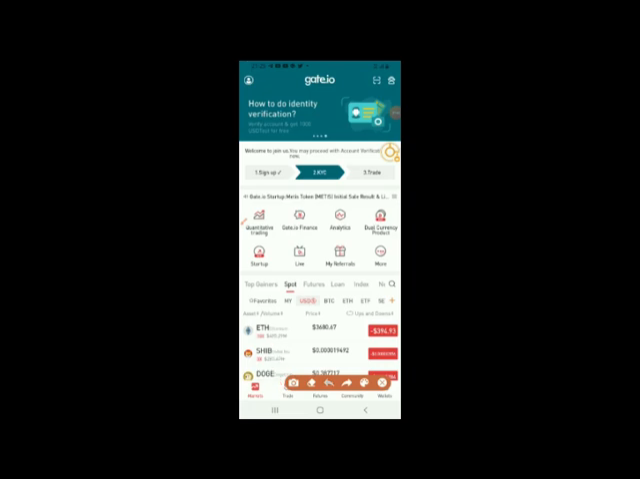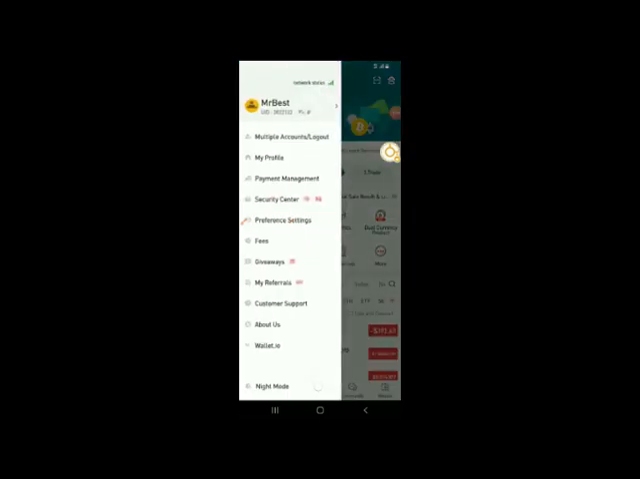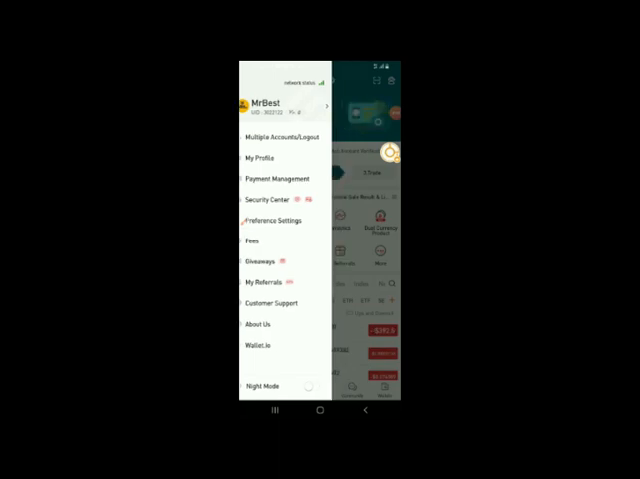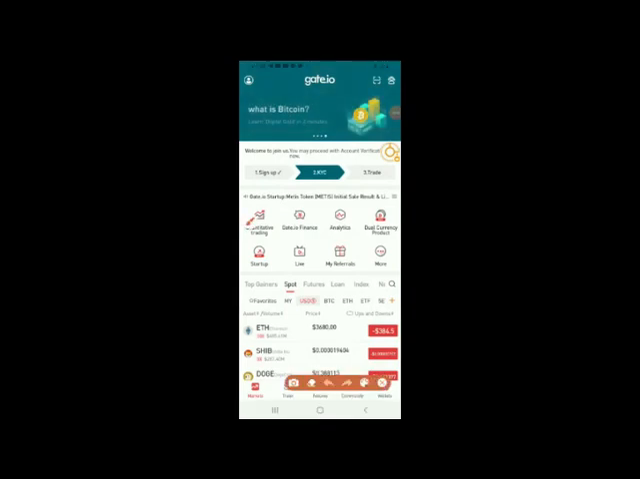After registration, to do your KYC, you come to this place, this profile icon. This is where you do your KYC. So if I click on it, this is what you're seeing. You can see your name, your username, my profile, payment, security, and all that. So now back to why we're here. We are to know how to buy and sell.